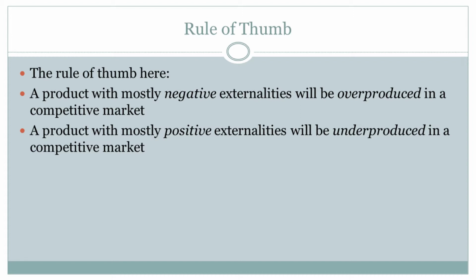Similarly, if it's a good that mostly produces positive benefits to other people, if it has a positive externality, you're going to underproduce it in a competitive market, right? There's a whole benefit out there that you're not taking advantage of, or that you're not paying attention to, and so you're going to buy as though that benefit weren't even there. You're going to think that the benefit is not as high as it actually is, and so you're going to buy fewer units. You're not going to buy quite enough.